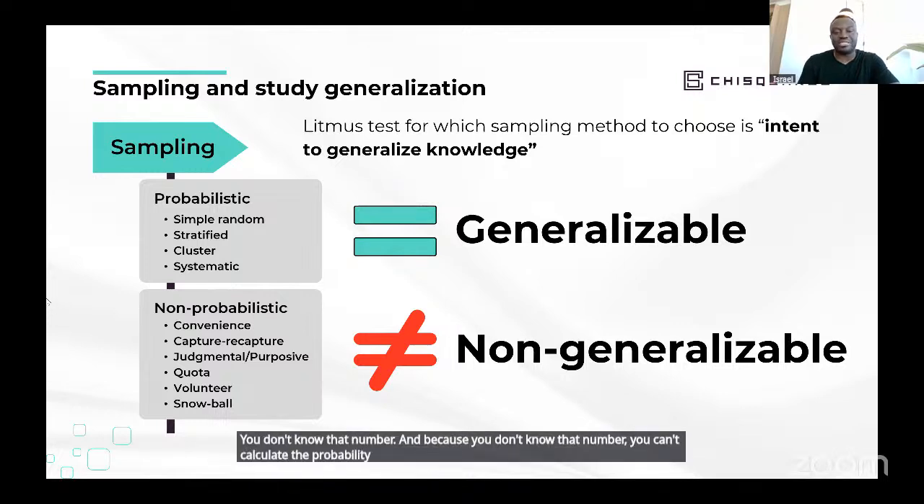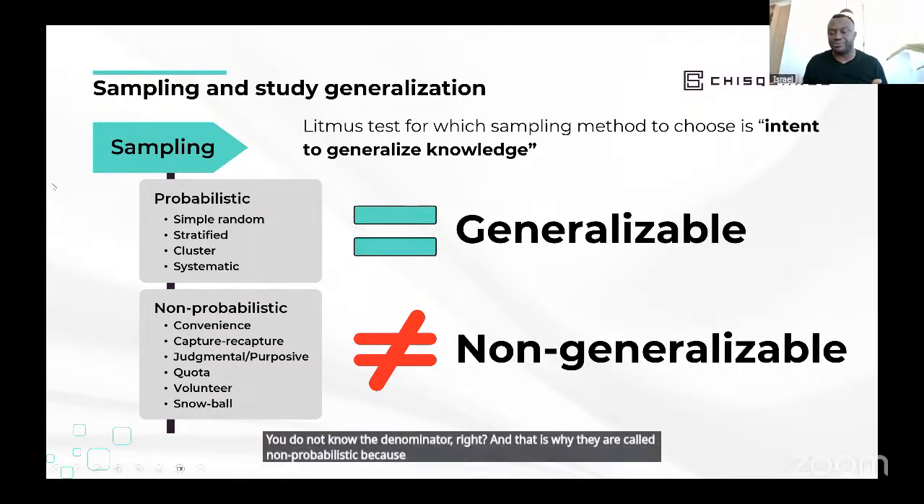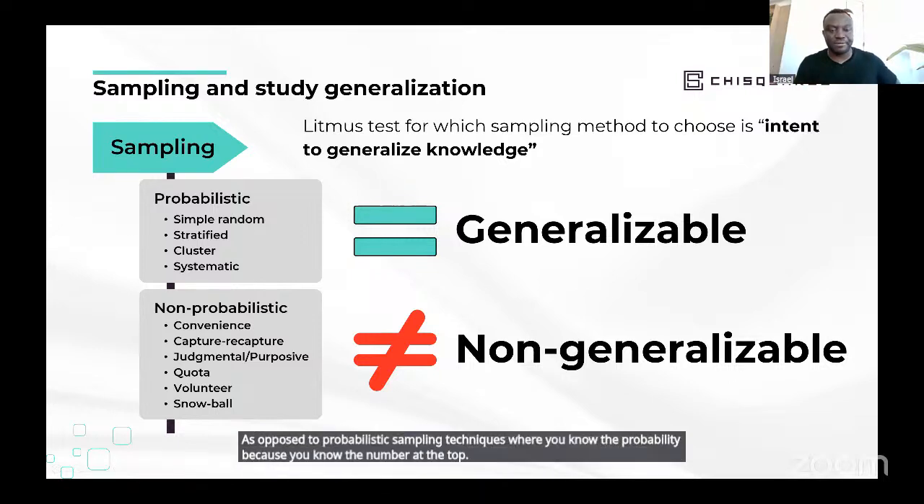And that's why we call the sampling methods non-probabilistic, because you cannot calculate the probability because you only have one number, which is the number at the top. You do not know the denominator, right? And that is why they are called non-probabilistic, because it is impossible mathematically to calculate the probability because you do not know the denominator, as opposed to probabilistic sampling techniques where you know the probability because you know the number at the top and the number at the bottom.